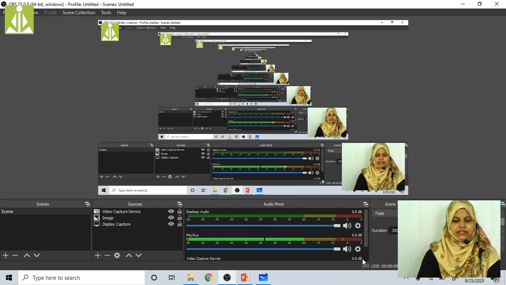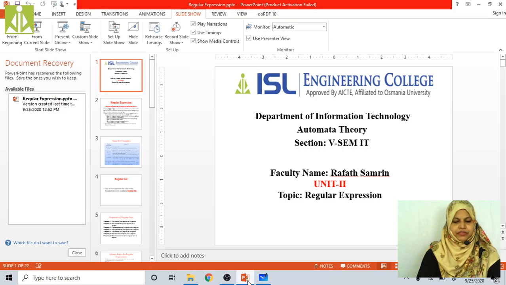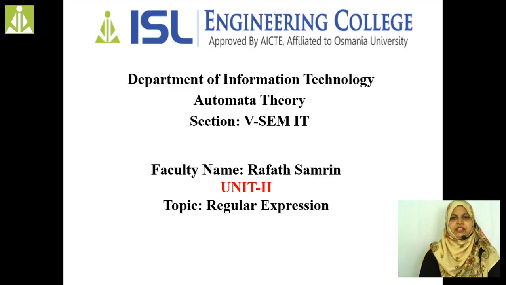Good afternoon, students. Today's session we are going to start Unit 2. Unit 2 consists of regular expressions: how we have to simplify the regular expression, what we mean by regular sets, what we mean by finite automata, and how we are going to convert a regular expression to a finite automaton, or a finite automaton to a regular expression. All those things we are going to discuss in Unit 2.